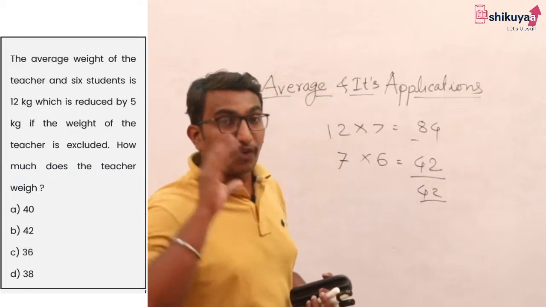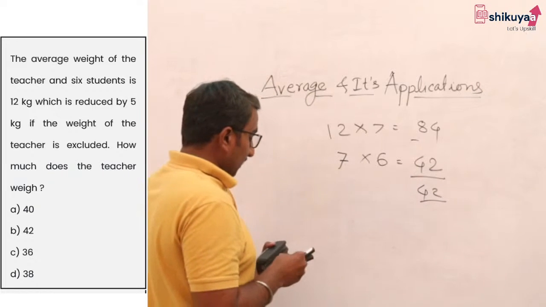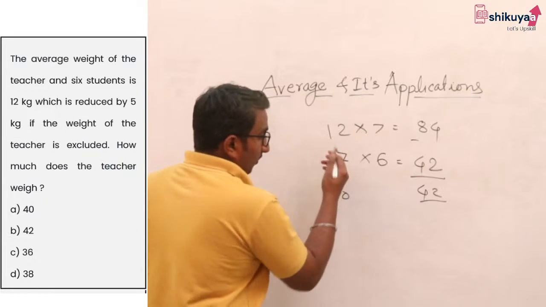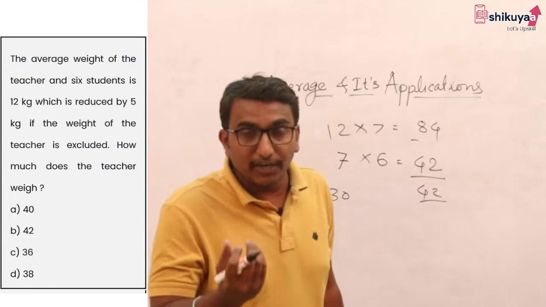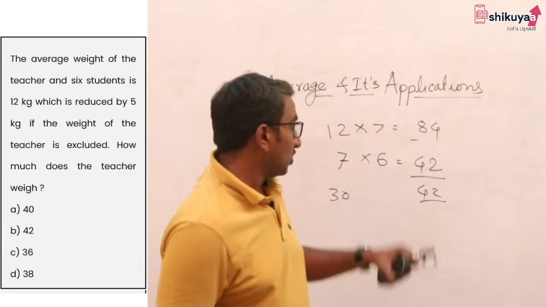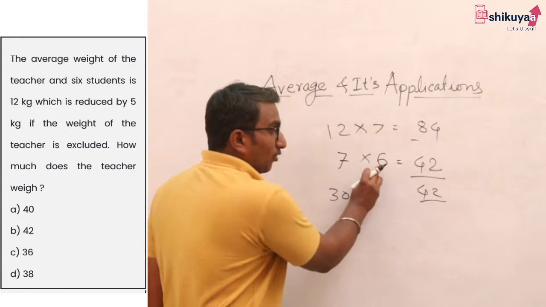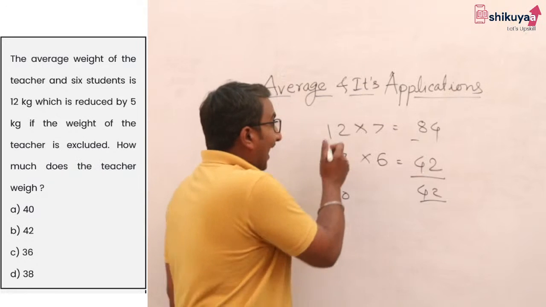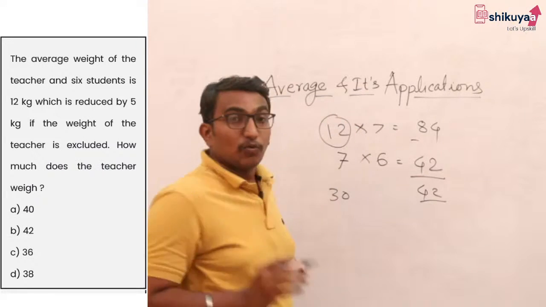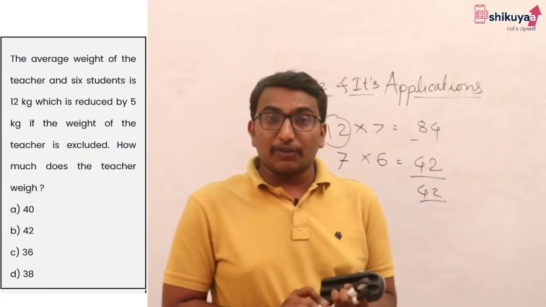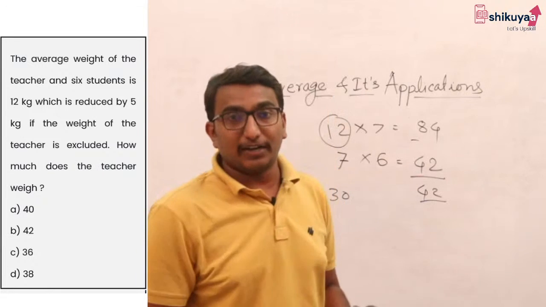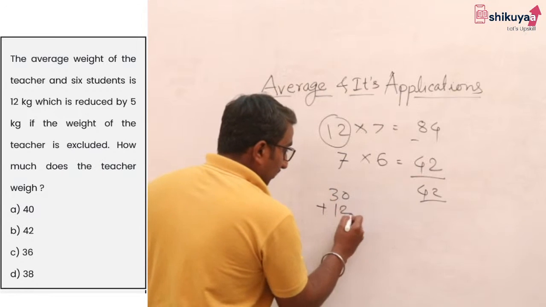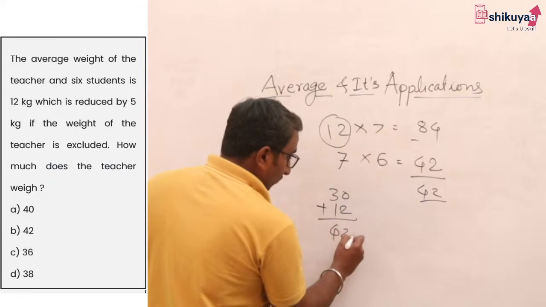So reduction is of 5. So 6 fives are how much? 30, because the 5 from the average has been reduced for each person. So total number of persons in the new set are how much? It is 6. So 6 fives are 30, and the actual average, which was the teacher's, that is completely excluded. So that has to be added in this one. So 30 plus 12, which is 42.